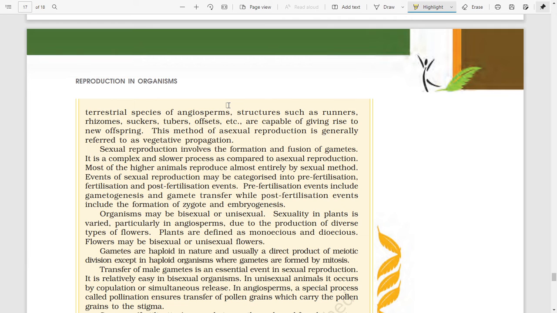Sexual reproduction involves the formation and fusion of gametes. It is a complex and slower process as compared to asexual reproduction. Most of the higher animals reproduce almost entirely by the sexual method. Events of sexual reproduction may be categorized into pre-fertilization, fertilization, and post-fertilization events. Pre-fertilization events include gametogenesis and gamete transfer, while post-fertilization events include the formation of zygote and embryogenesis. Organisms may be bisexual or unisexual.